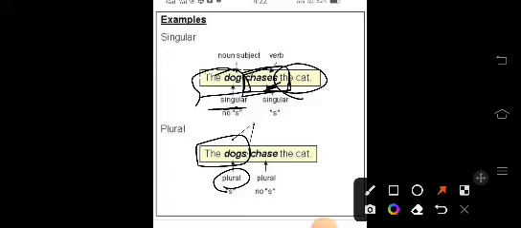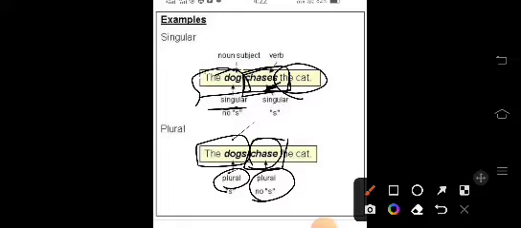Now what is the verb? What is the dog doing with the cat? He is chasing the cat. So that's why we use the plural verb. The plural subject will always agree with the plural verb. That is the verb with no s or es. The verb ending with no s or es. So the dogs chase the cat.